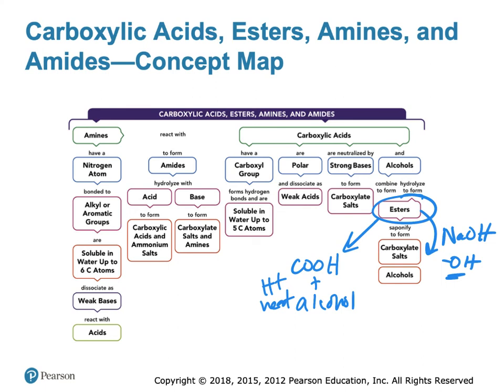From the amide perspective, we learned about the amide functional group with a nitrogen and a carbonyl. We hydrolyzed amides with acid to form carboxylic acids and ammonium salts. Or you can hydrolyze an amide with the base to form carboxylate salts and amines. And again, remember at the base, negative oxygen, negative carboxylate salt. So that sums up chapter 14.